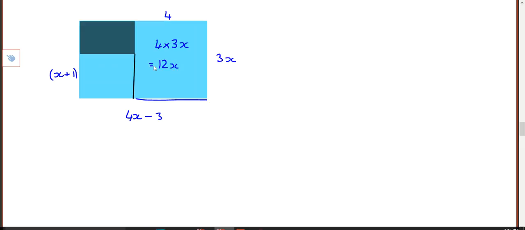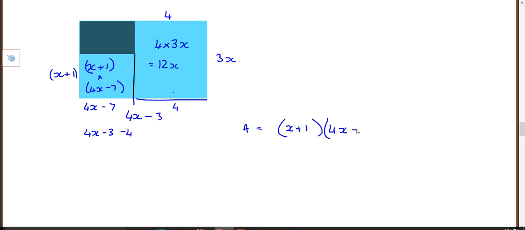That was all right. This one here is x plus 1 times 4x minus 3 minus the 4. So this is 4x minus 7. Because it's 4x minus 3 minus the 4 that is that bit, because that's 4, yeah? That was where a lot of people didn't twig. So then this one is that times 4x minus 7. So my area therefore is x plus 1 times 4x minus 7 plus 12x.